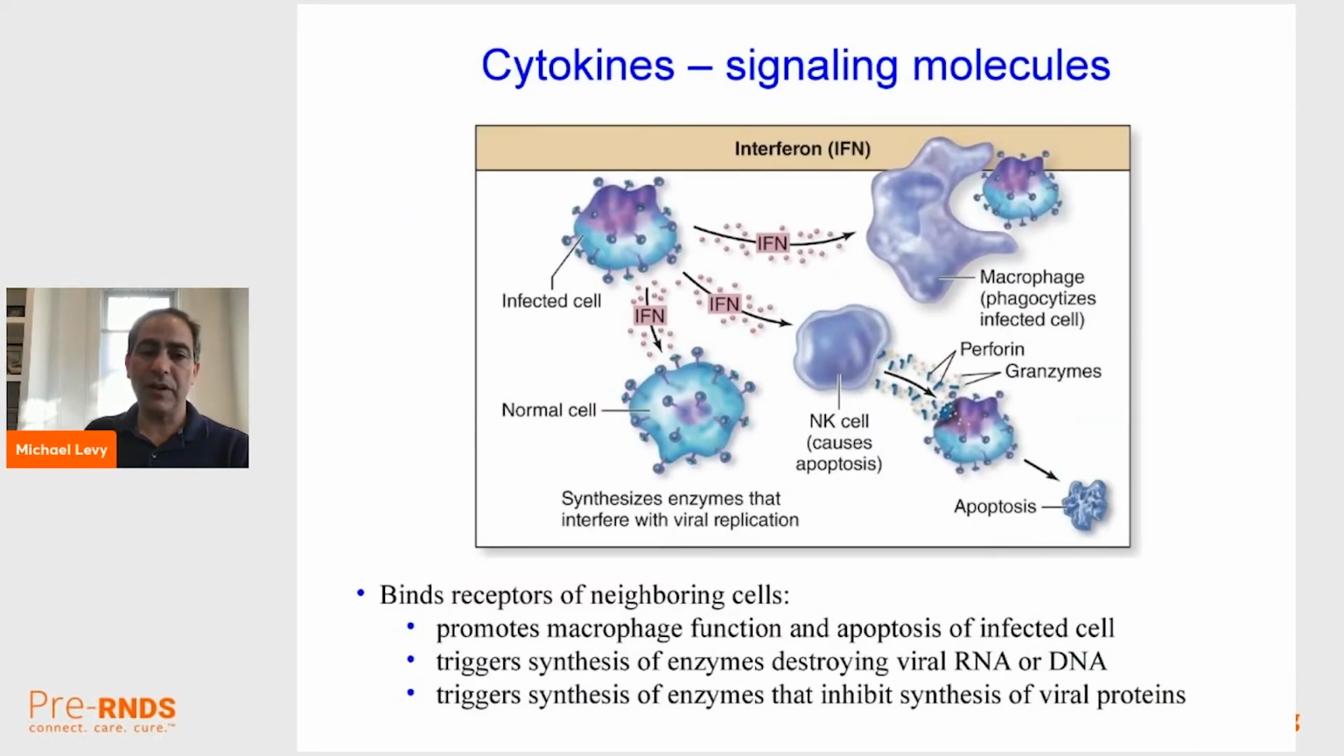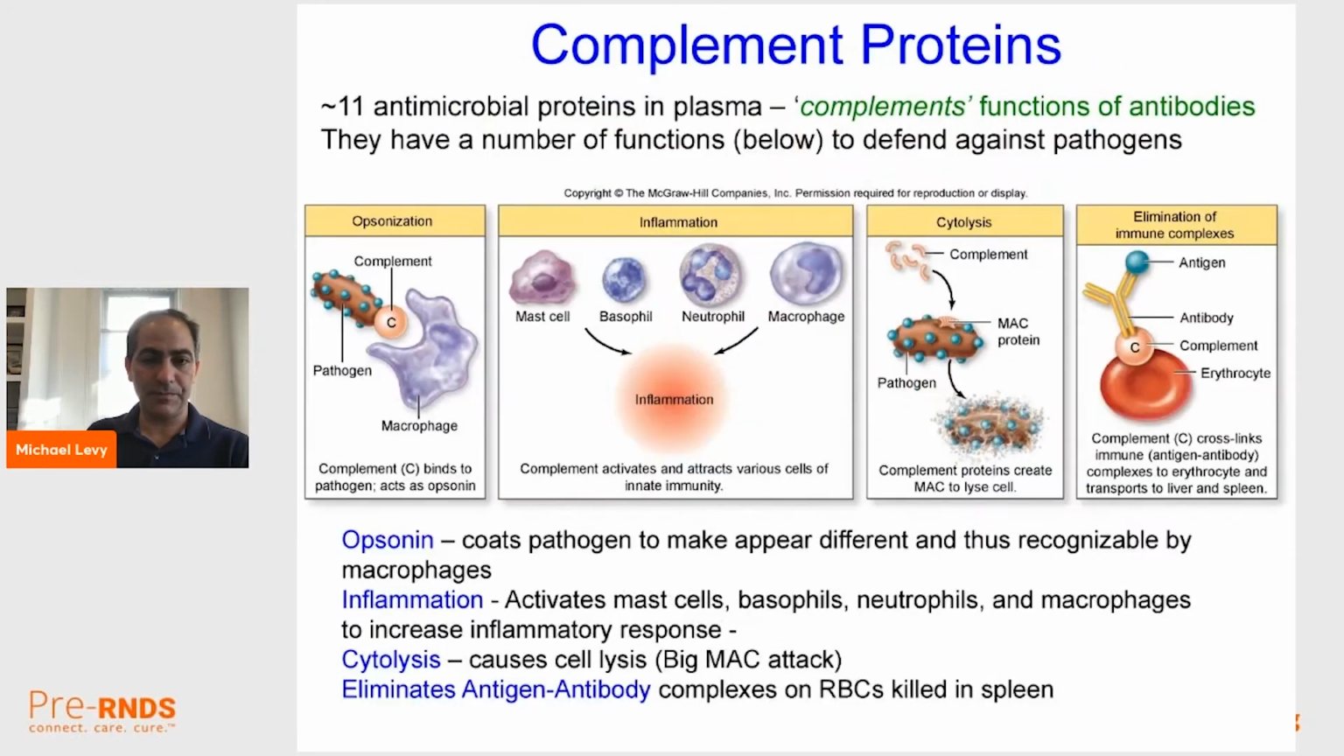Here's an example of a cytokine, one called interferon, which is made by an infected cell. So if you have a cell that's infected, it's going to make these cytokines. It's going to alert the rest of the immune system, hey, come kill me, and be on alert. There's a virus going around. So that's what is so important about these chemicals.